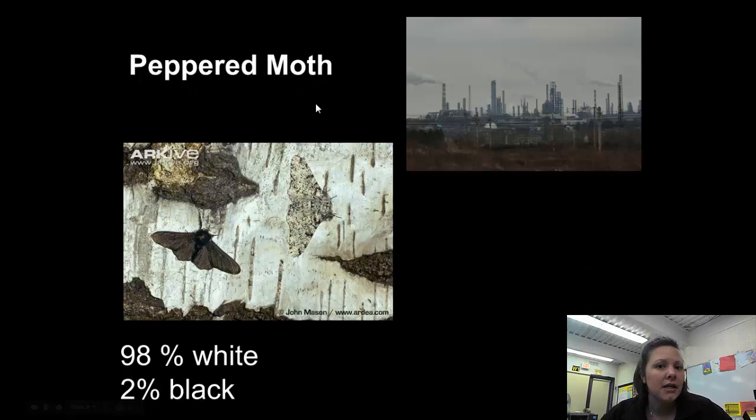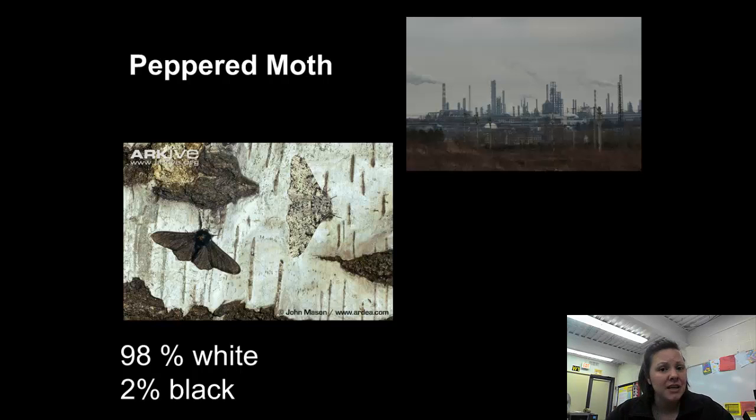We're going to take a look at a few examples. One example is the peppered moth. Here you can see the peppered moth, which is a moth that has different dark spots on it. There's one that's light right here, and it has different dark spots. Before we had factories, the light variation of the peppered moth was most prevalent. Actually, 98% of the peppered moth population was light colored.